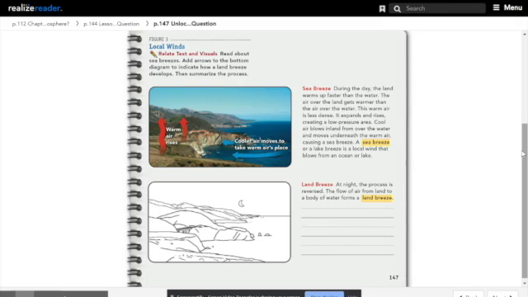So land breeze is the opposite. So at night, the process is reversed. The flow of air from land to a body of water forms a land breeze.